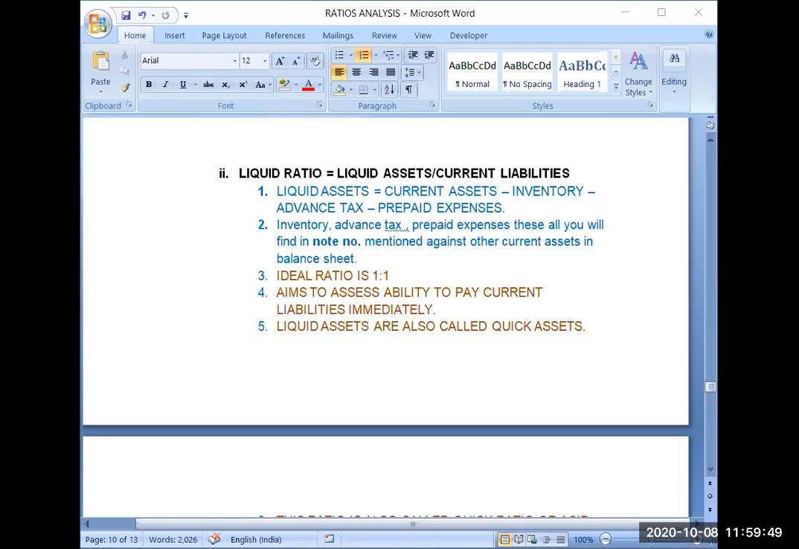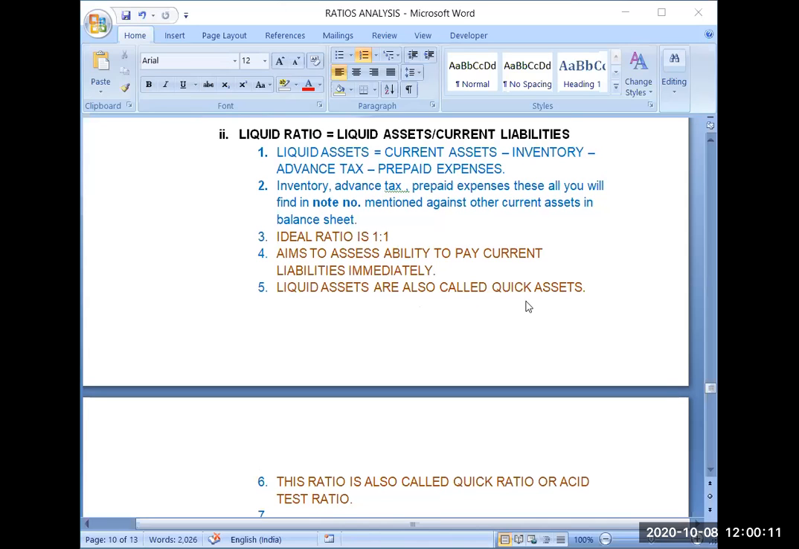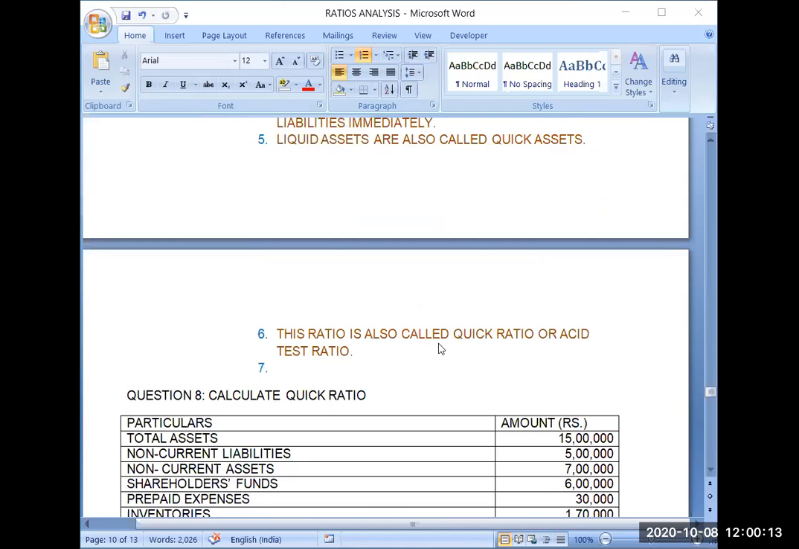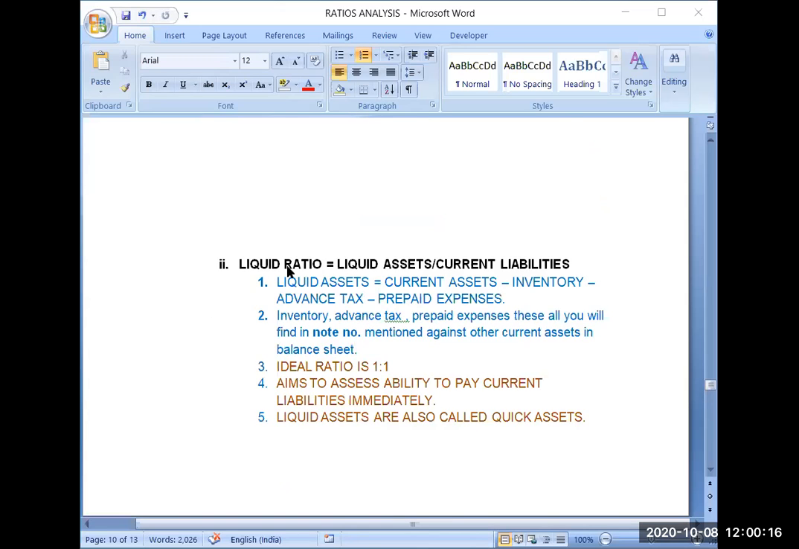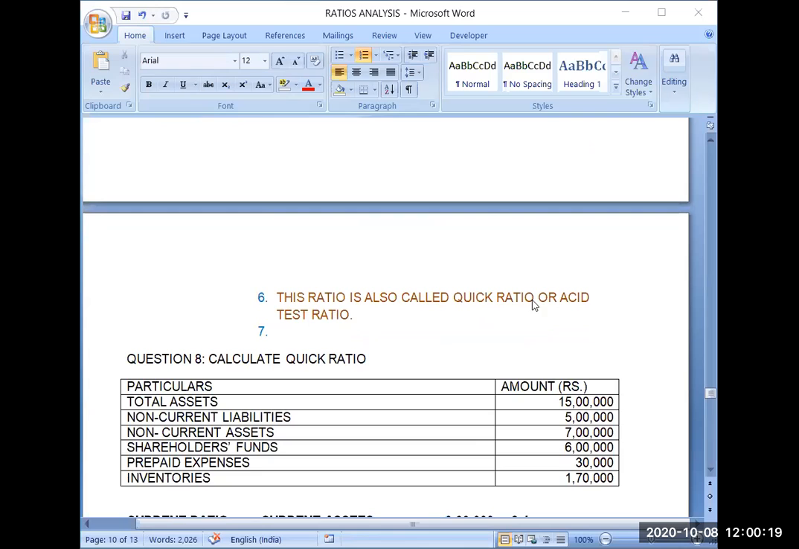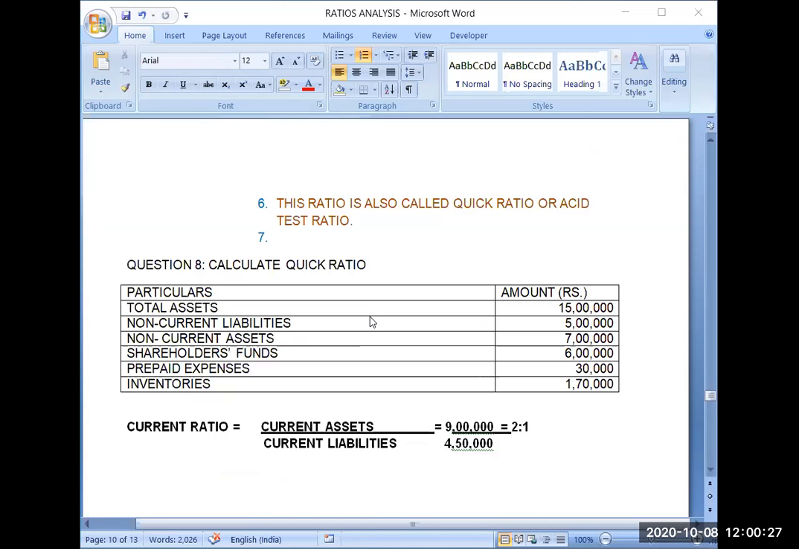Okay. Now the next part is, it aims to assess the ability to pay current liabilities immediately. So if we desire to pay the current liabilities immediately, what is the status of the firm in that manner, that we are assessing. Liquid assets are also called quick assets. And that's why this ratio, liquid ratio, has two other names. One is quick ratio, or sometimes it is also called acid test ratio. So you should know all the names of the ratios also. You can get any name in the exams.